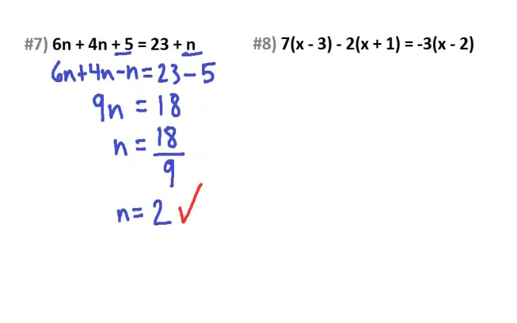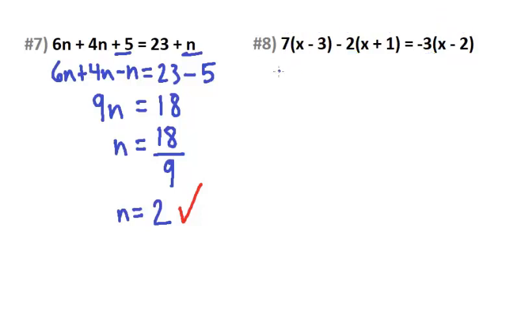Now, what about the other exercise? Well, there are a lot of parentheses in there, right? Each parenthesis is going to represent a multiplication with the number outside. So I'm going to multiply 7 times x and 7 times negative 3. Not only that, do you see there's a minus 2 in here? That minus 2 is going to multiply x, and it is going to multiply 1 also. This minus 3 is going to multiply x, and it is going to multiply negative 2. So I have a lot of multiplications to do first. Let's do those multiplications.